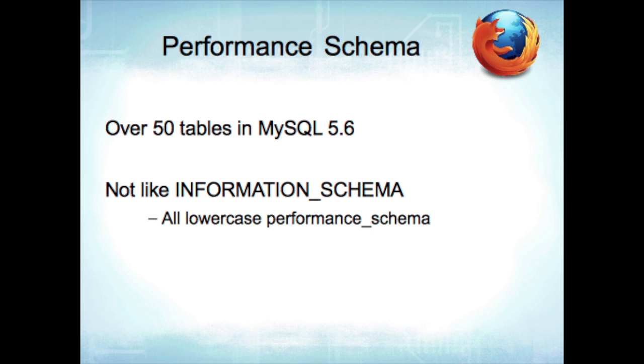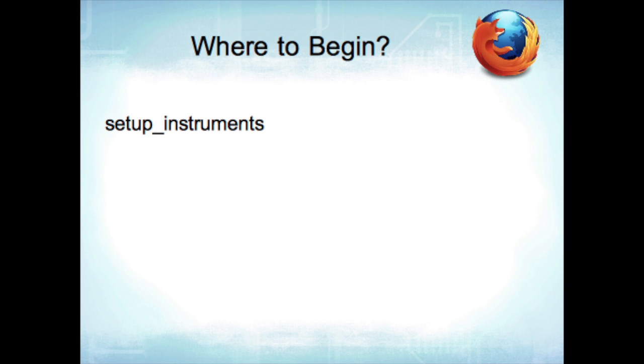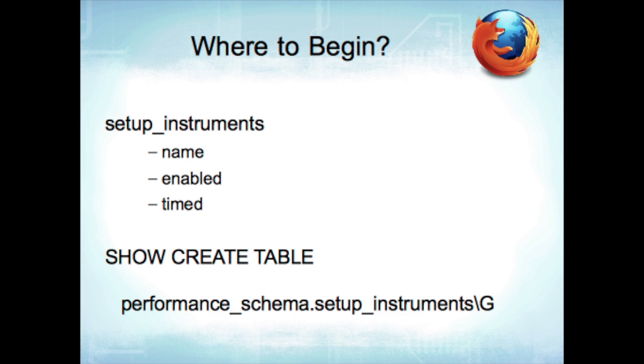Now, where do you start? First table to look at is setup_instruments. This table shows you what is going to be monitored. It has the name of the monitor, whether it's on or off, and whether timing is on or off. So you can measure just the count of how many times, or you can measure how long it took. If you want to see these three fields, you can do show create table on setup_instruments.